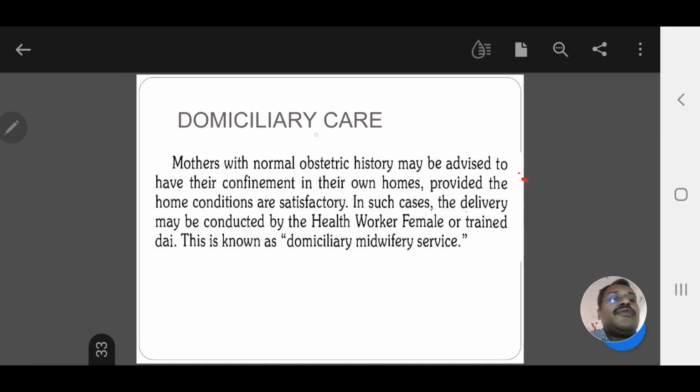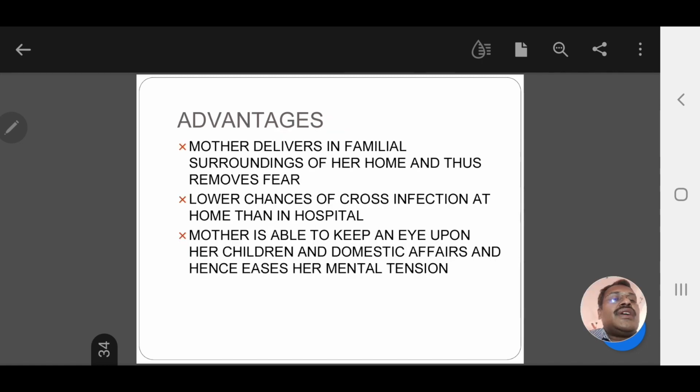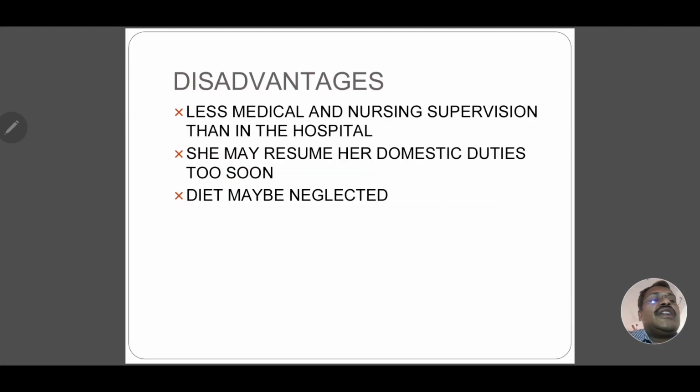Sometimes the mother will like domiciliary care, where that is in their own house. So what is the advantage when the delivery is happening in the house? It is a family surrounding in her own house, and there is less chance of cross infection. The mother is able to keep an eye upon her children after the birth of the baby. But the disadvantage is there is less medical supervision than in the hospital, and the mother's domestic duties may resume too soon and the diet may be neglected.